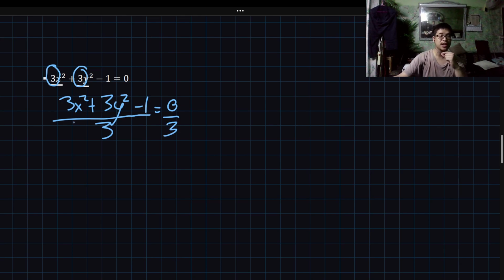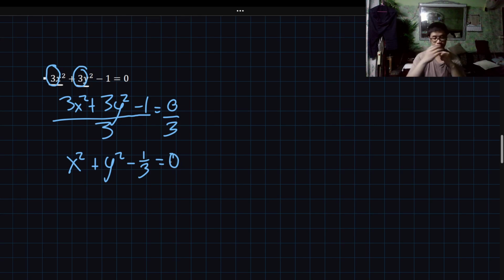So 3x squared divided by 3 is x squared, plus 3y squared divided by 3 is y squared, negative 1 divided by 3. Since 1 is not divisible by 3, we can leave it as a fraction, negative 1 over 3. Then on the right side, 0 divided by 3 is just 0.